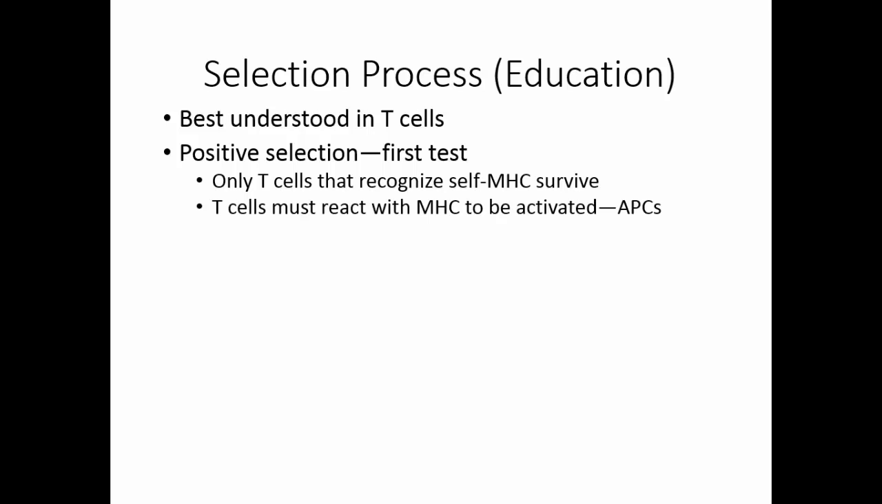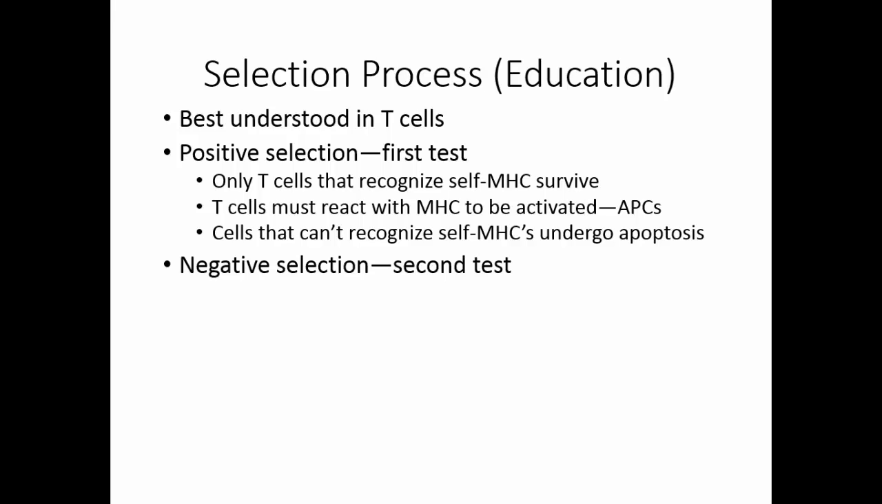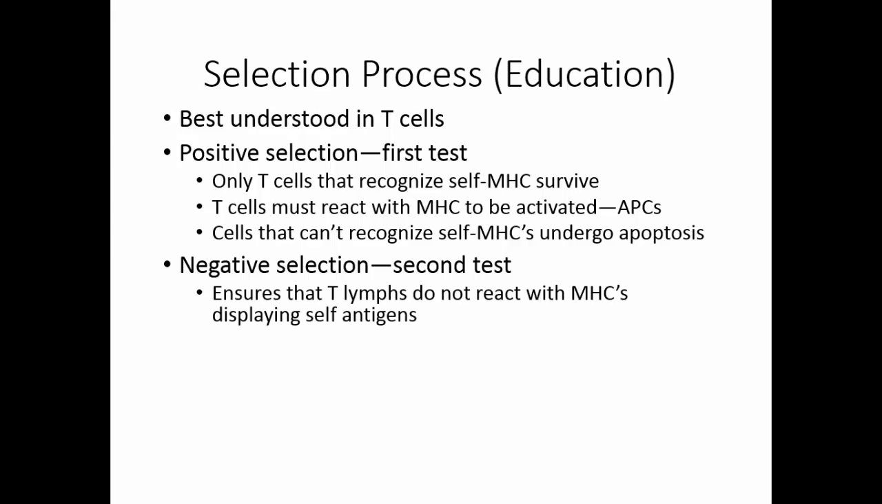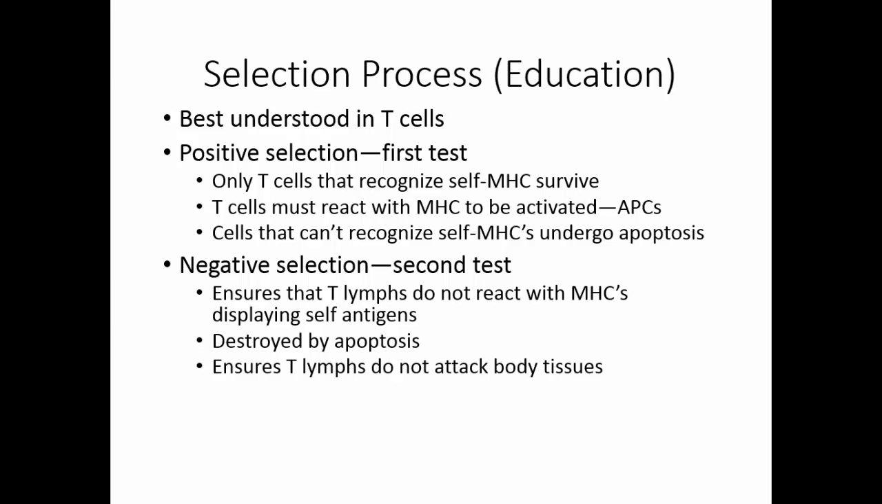The T cells must react with MHCs to be activated. Antigen-presenting cells are only going to be able to present their antigen in their MHC groove. Cells that can't recognize self-MHCs are destroyed by apoptosis. The second test is a negative selection test. This ensures that T lymphocytes do not react with MHCs that are displaying self-antigens. Any that do are destroyed again by apoptosis. This ensures that T lymphocytes do not attack normal body tissues.